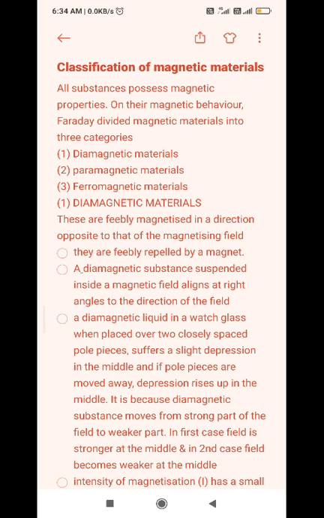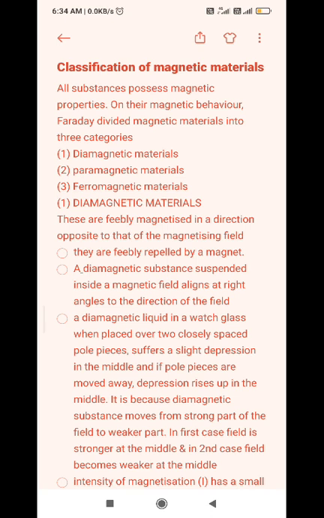Diamagnetic materials, when they are put in a magnetic field, are feebly or weakly magnetized in the direction opposite to the field. And paramagnetic materials are magnetized again weakly or feebly, but in the direction of the field, and ferromagnets are strongly magnetized.